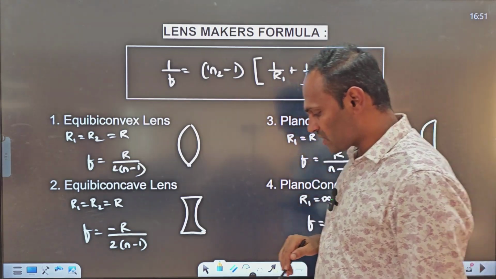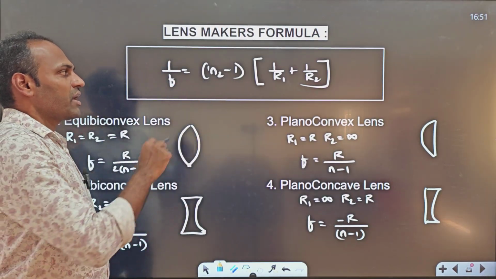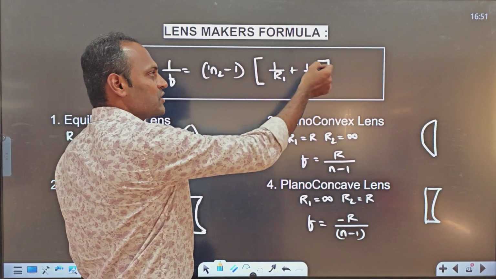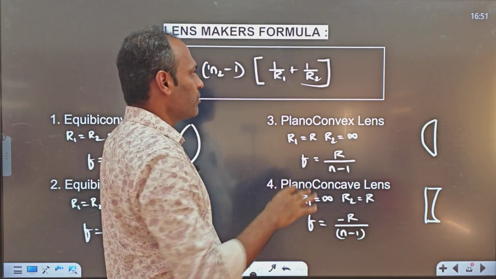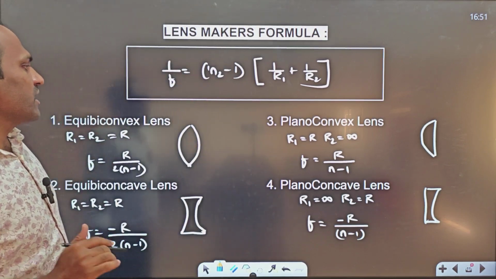Okay, next, lens maker's formula. 1 by f is equal to (n21 minus 1) into the bracket 1 by r1 plus 1 by r2. Actually, the formula is 1 by r1 minus 1 by r2, but for solving problems, you take it as 1 by r1 plus 1 by r2. You will get the right answer. It's nothing to worry about.